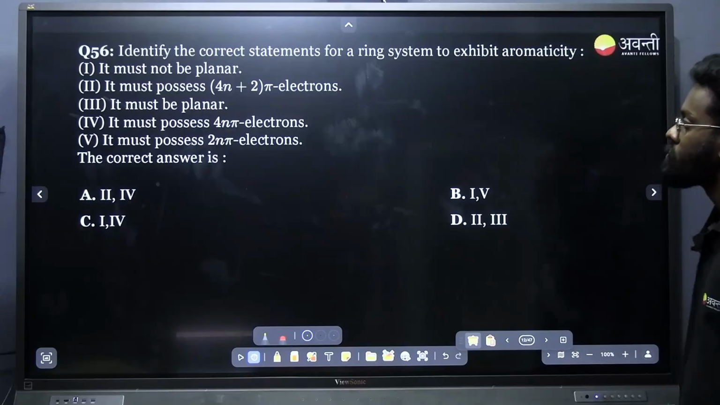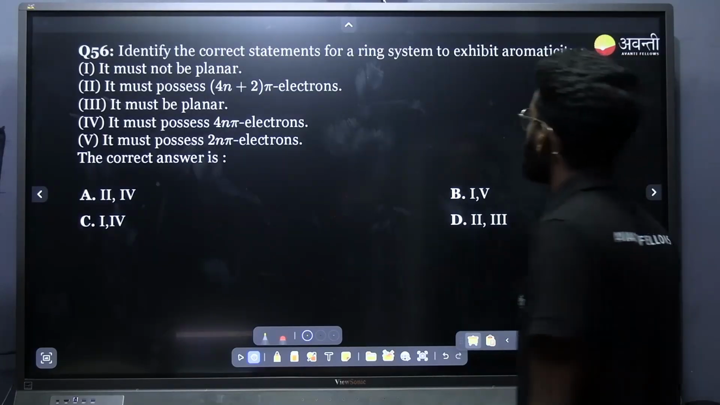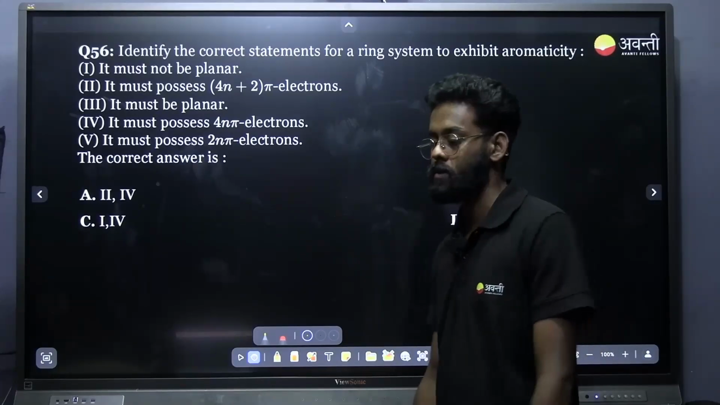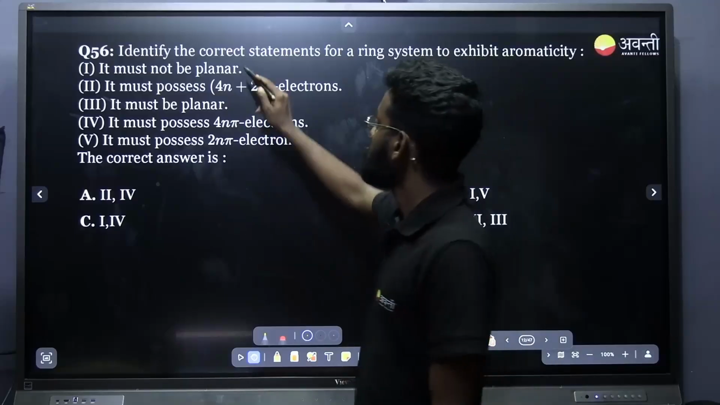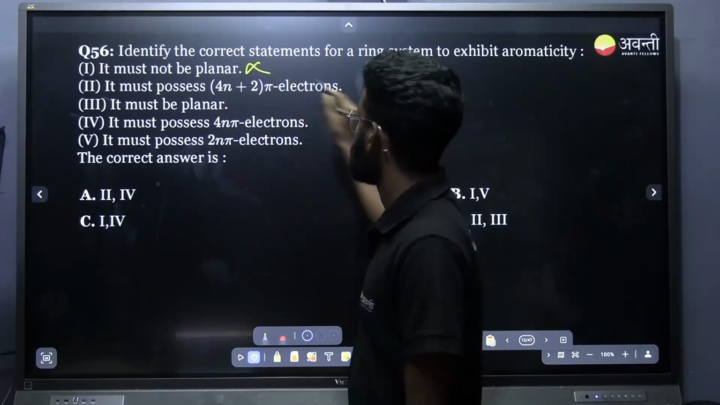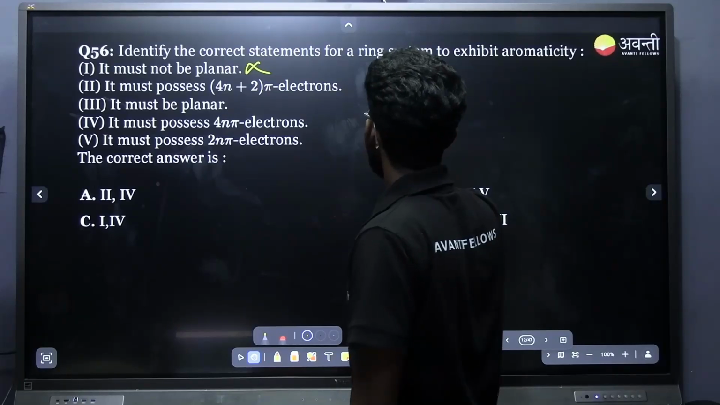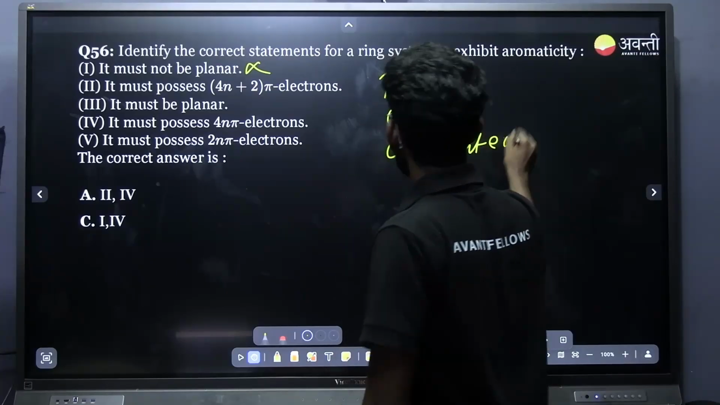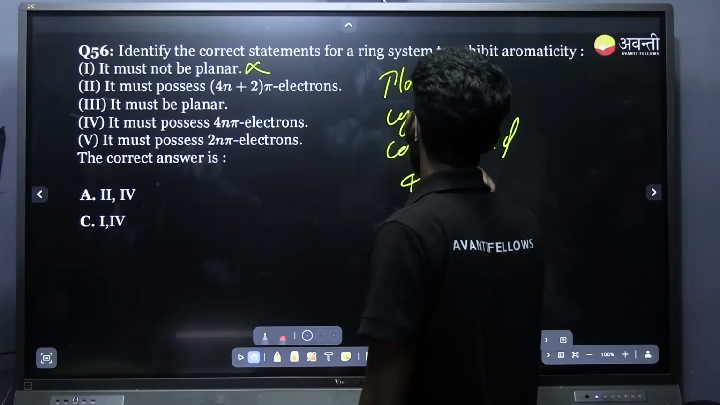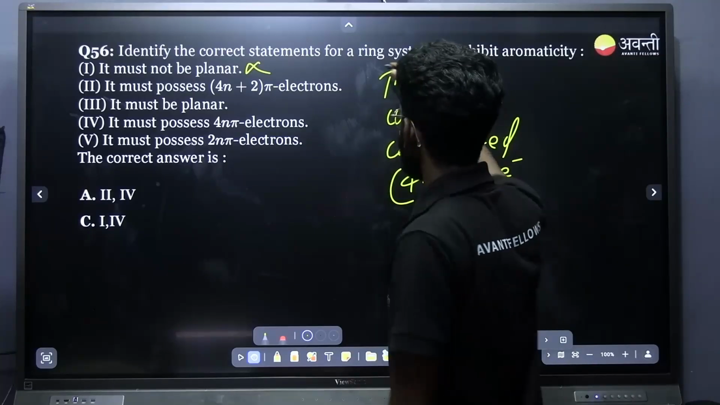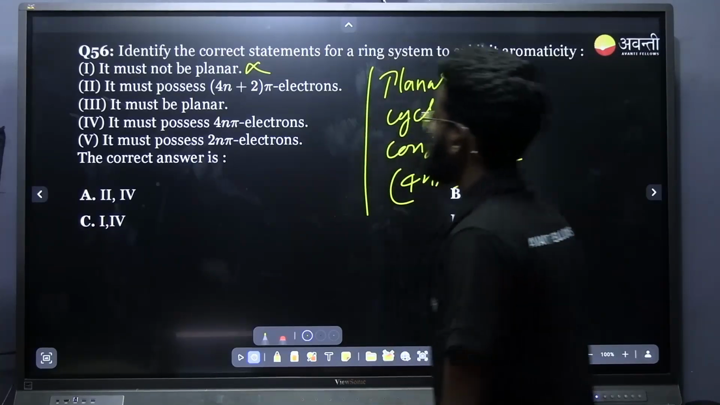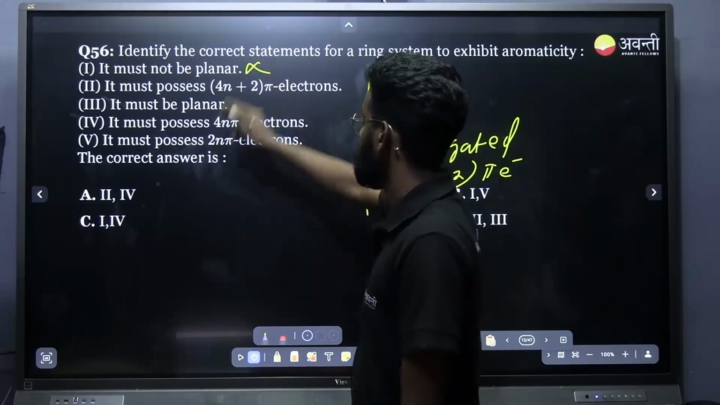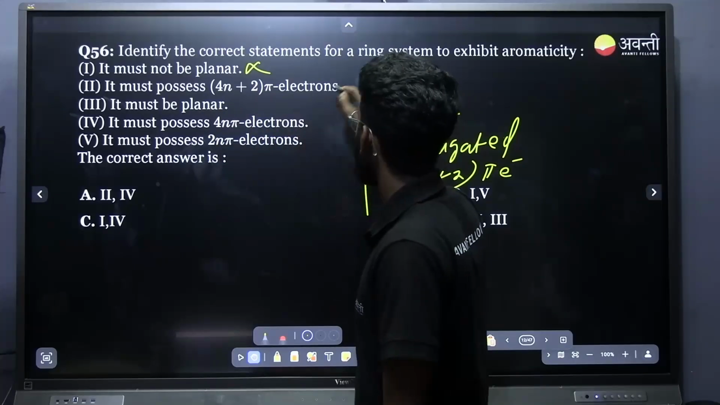Next one: identify the correct statement for a ring system to exhibit aromaticity. Everyone knows the aromaticity condition, right? It's basic in general organic chemistry. What is the condition? It must not be planar. Is it correct? It's wrong. It should be planar, cyclic, conjugated, and follow 4n plus 2 pi electrons. This is the basic condition for a compound to show aromaticity. It must not be planar: that is a wrong one. It must be planar and possess 4n plus 2 pi electrons: that is the correct one.